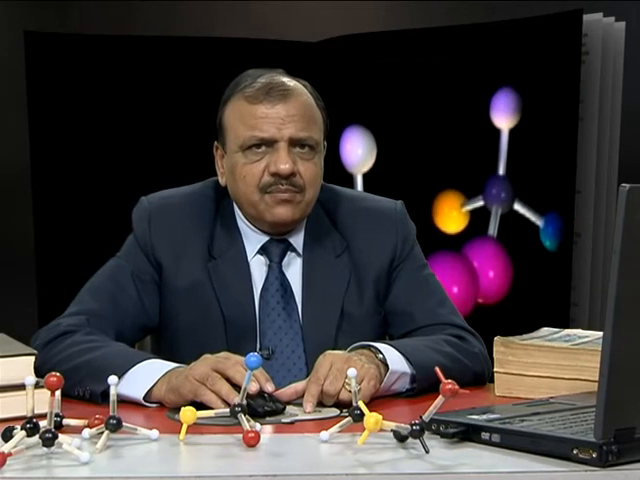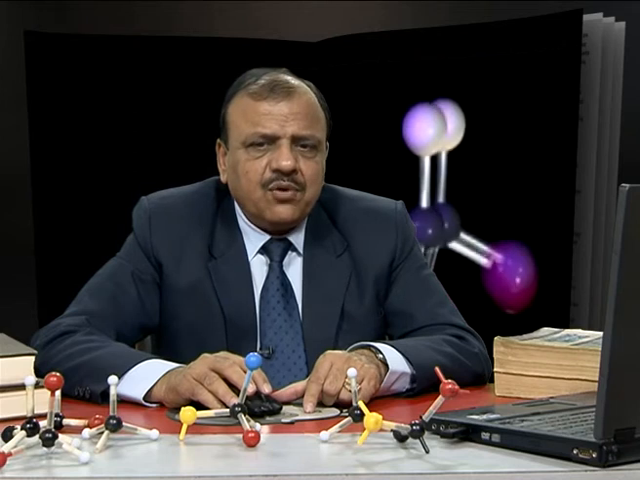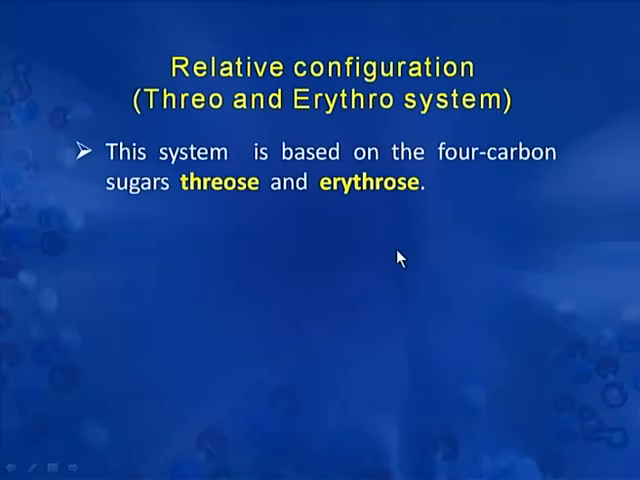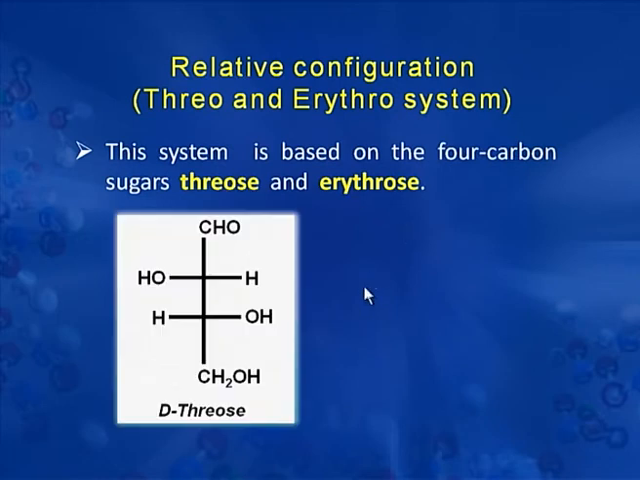So this method could not be applied to a large number of compounds, although in the case of carbohydrates and amino acids this method is still used. Another method that was in use was derived from two sugars themselves. These sugars are threose and erythrose. Both are 4-carbon sugars.